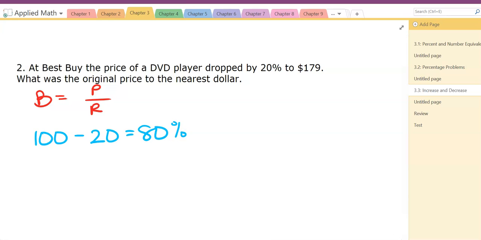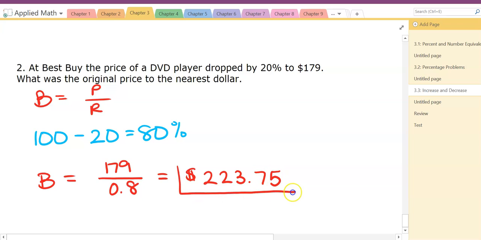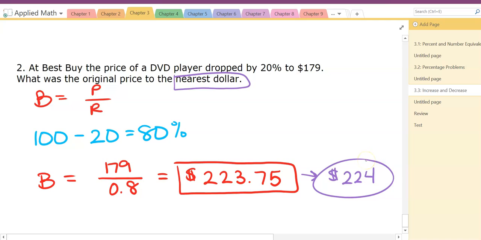So to get my original amount, my B, my base, I'm taking the amount that it is now, so how much it changed to, which is 179, and I divide by the percent, or the rate of change, which was 80%, or 0.8. So I take 179 divided by 0.8. That comes out to be $223.75. So that's how much it was before. They say nearest dollar up here. So if I wanted to round it, I would go up to $224 because it's closer to that. So that would be for the rounding.